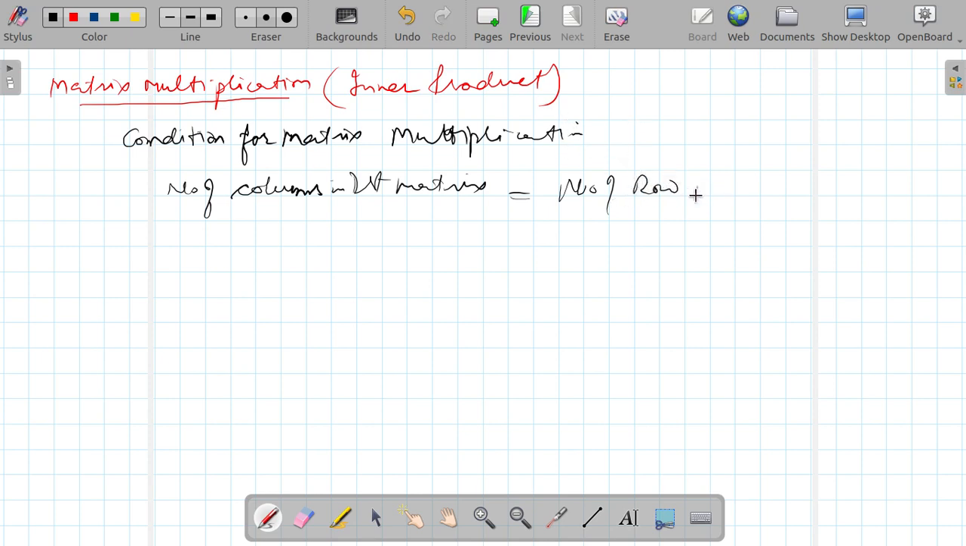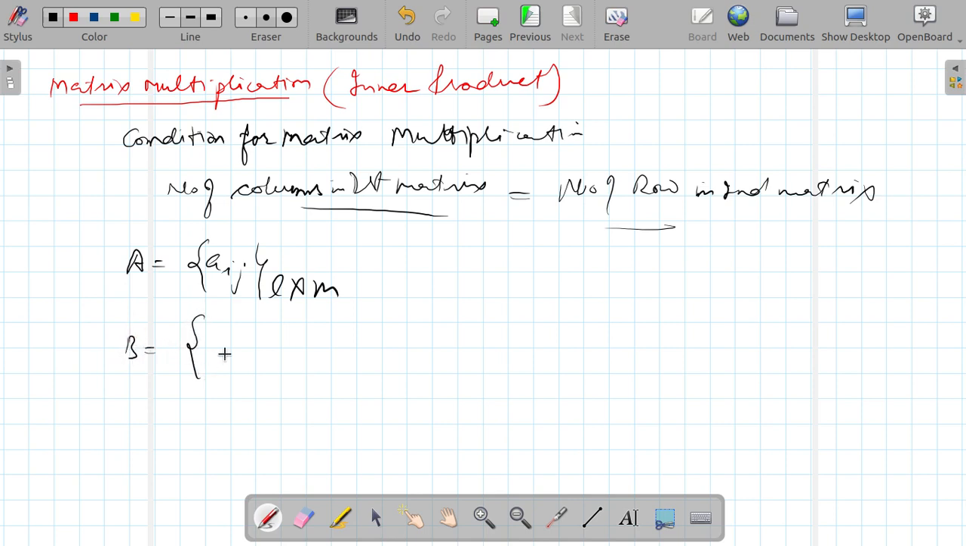Number of rows in second matrix. So this is the required condition for the matrix multiplication to occur. So that means let us define two matrices in such a way that the number of columns in the first matrix must be equal to the number of rows in the second matrix. So we are choosing B in such a manner that the number of rows in the second and the number of columns in the first must be the same.